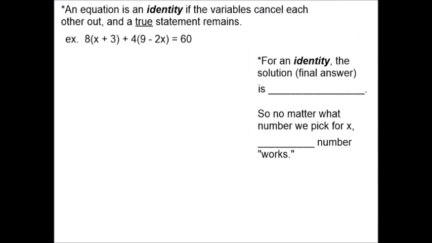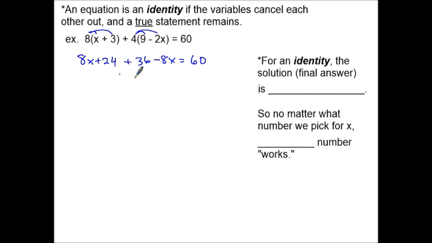Alright, so the other weird case is an identity, and an equation is an identity if the variables cancel each other out and then a true statement remains. So again, this one probably doesn't look very weird from the start, so we start working it out. We get 8x plus 24, and then we're going to distribute here and get a 36, and then a minus 8x equals our 60 over there.